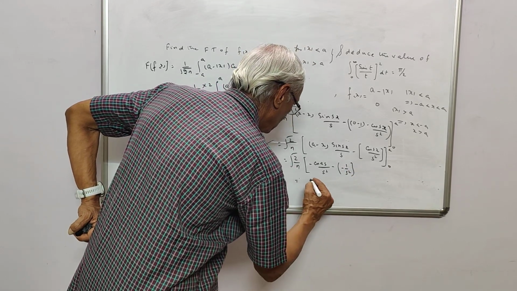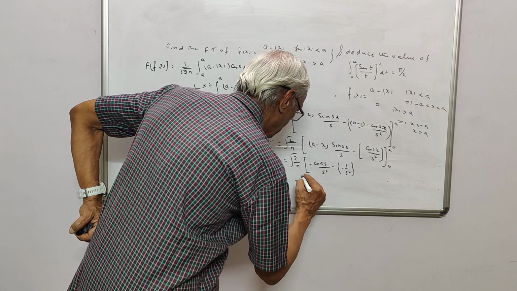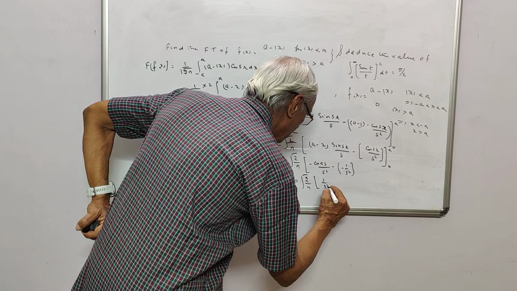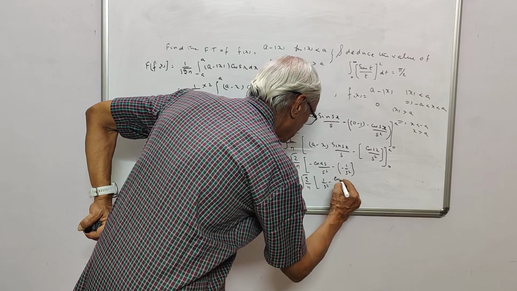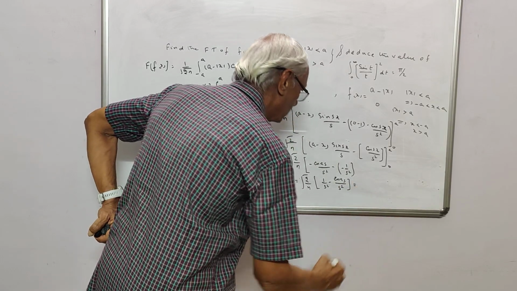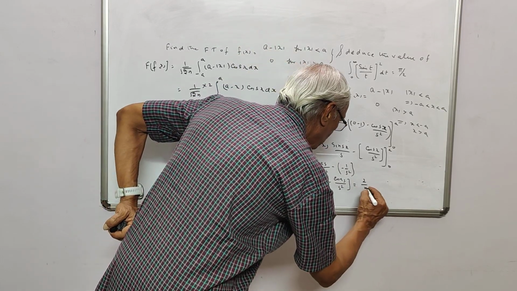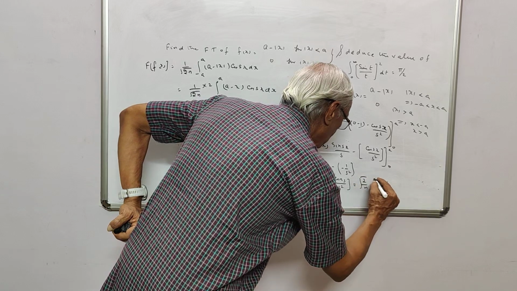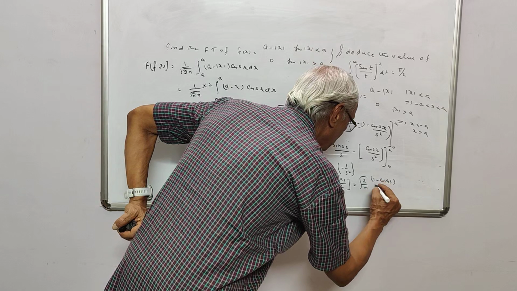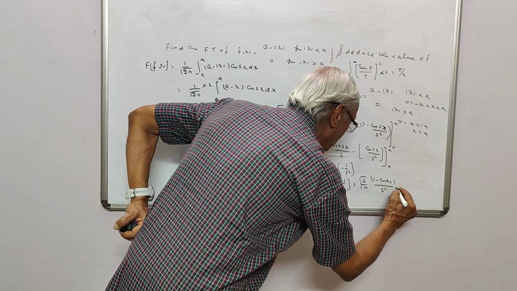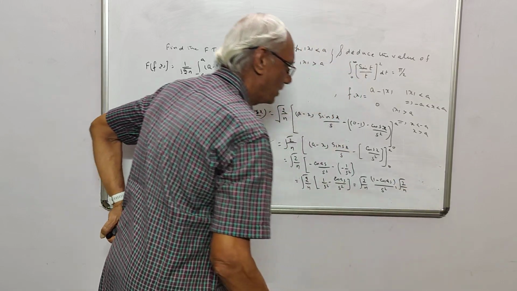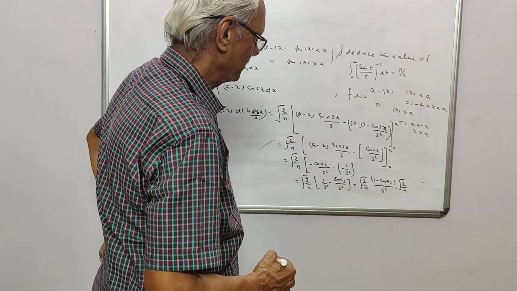So this is equal to 2 by pi into 1 by s squared minus cos as divided by s squared. So this is equal to 2 by pi into 1 minus cos as divided by s squared. That is equal to 2 by pi. What is 1 minus cos as?